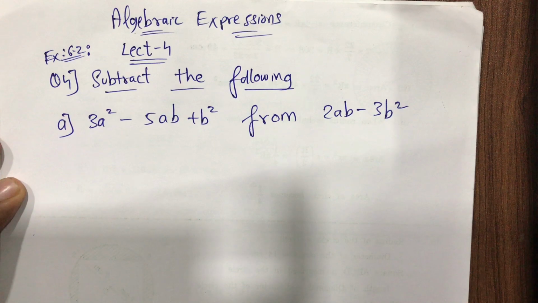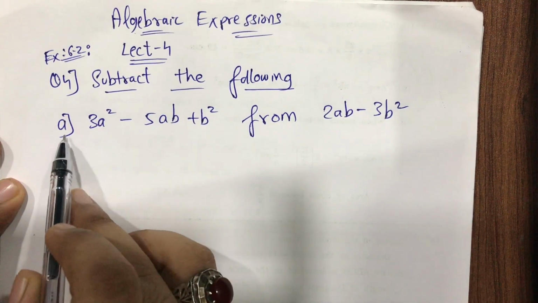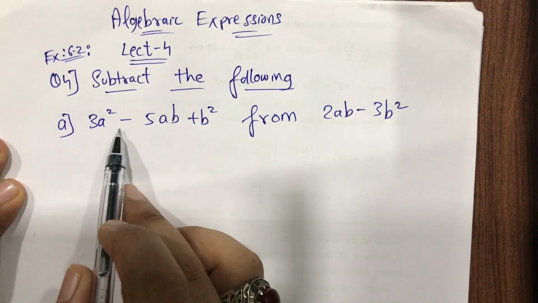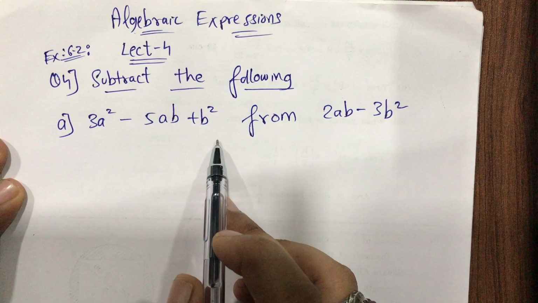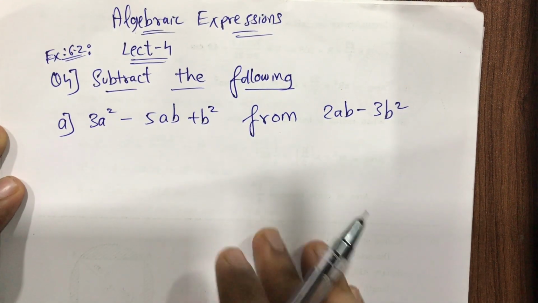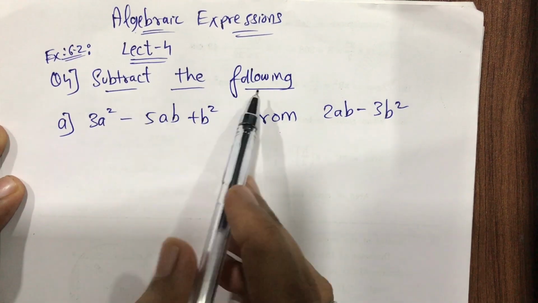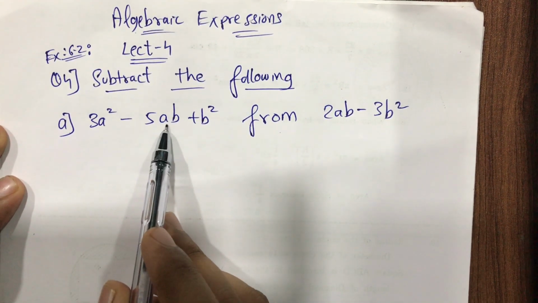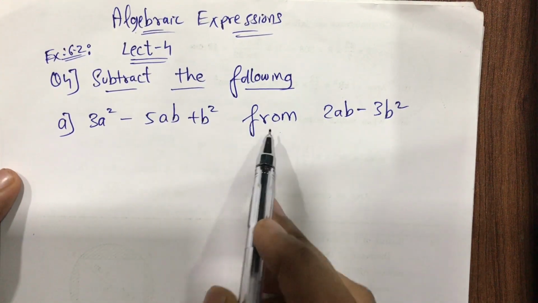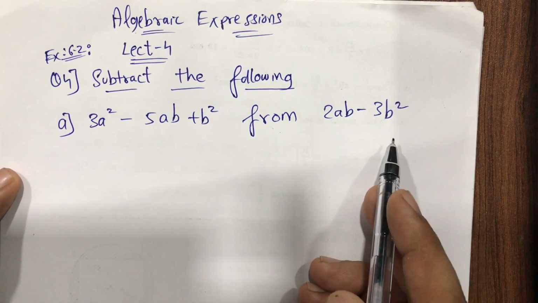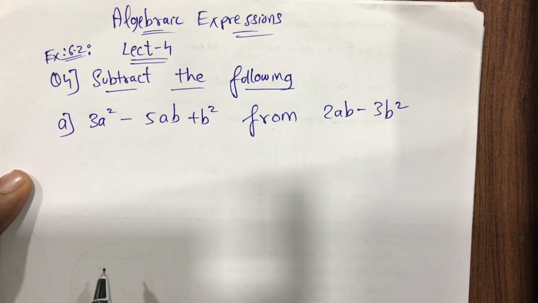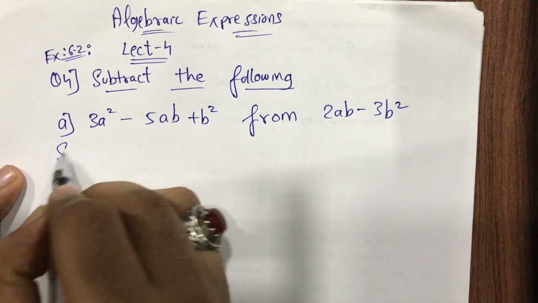I have written on the screen the first question, sub question A. The question is 3a square minus 5ab plus b square from 2ab minus 3b square. I repeat again, subtract the following. We have to subtract 3a square minus 5ab plus b square from 2ab minus 3b square. That means first I will write this, and from this I will subtract this. So let's start with the solution.